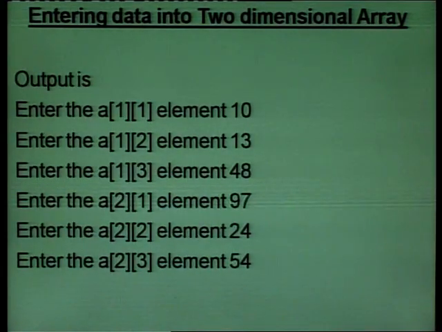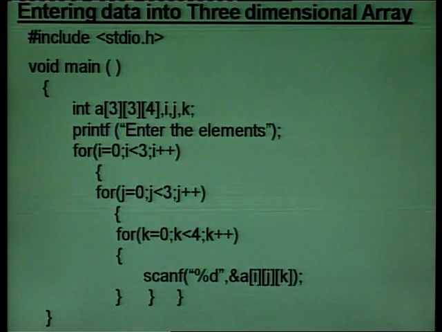The output for this program is, enter the a[1][1] element, it gives the first element of the row, that is 10, then the second element, that is 13, then the third, this is the first row and third column element, that is 48. After that 21, 22, 23, the last element is 23, that is second row and the third column, that is 54. The total 6 elements are entered into the array.